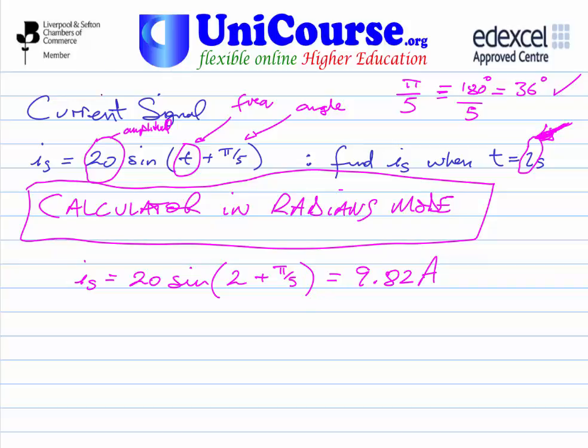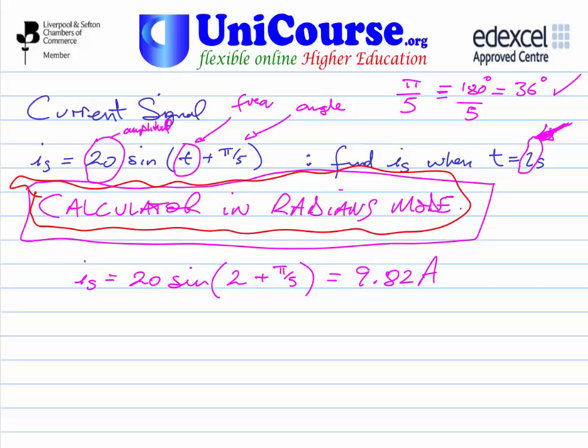So it's really important, again, overemphasize this, put it in radians mode whenever you see pi appear anywhere in brackets.